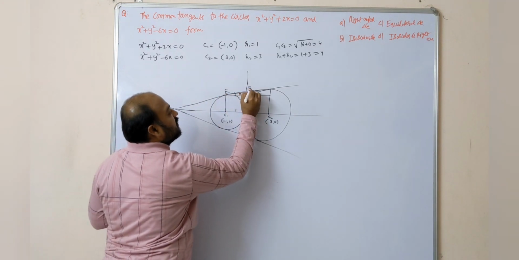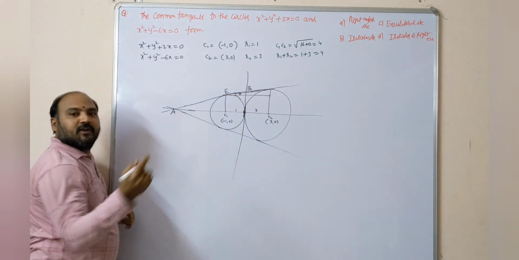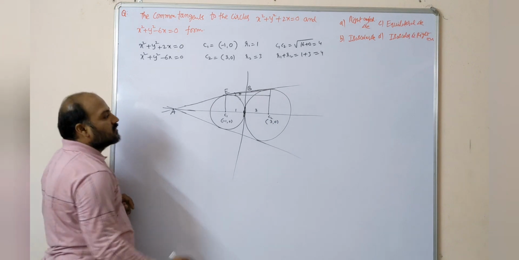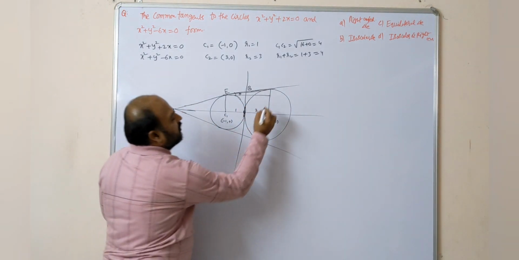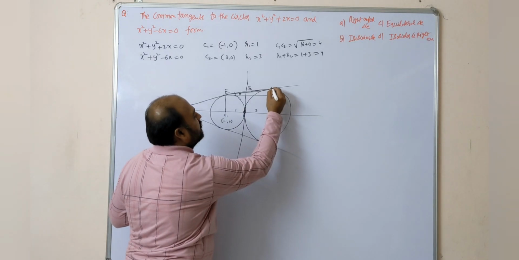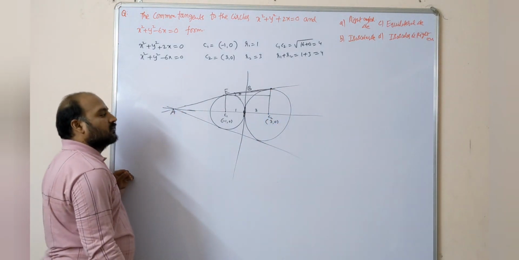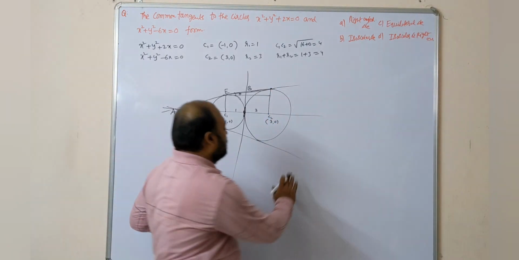This is E, this is B, this is some A, you take it like this. And here C2, C1 we have taken. This is some point, what we can take. Anything you can take.